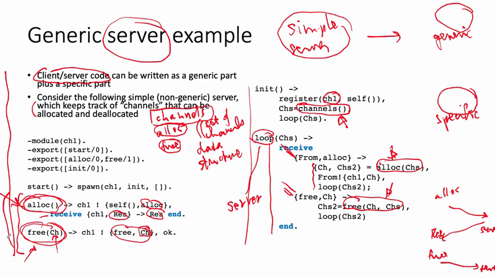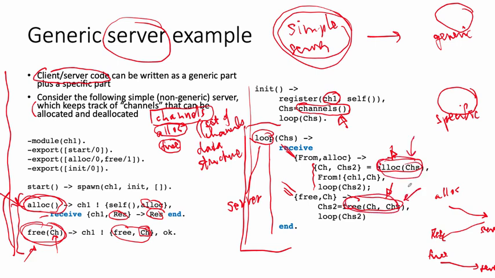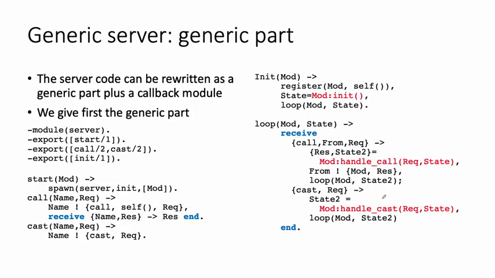Now, so this is a server. Let me now split it into a generic part, which is the actual server loop. So this is the server loop. Huh? And then the specific part, which is these functions. So if I want to write another server, I would have to write this loop, and I would fill in new functions here. So let me write now a generic server.